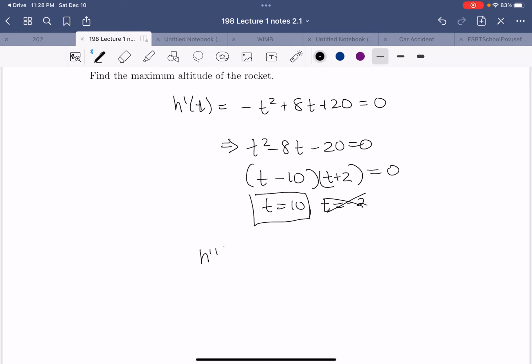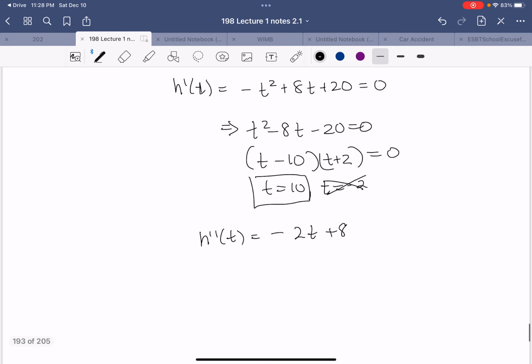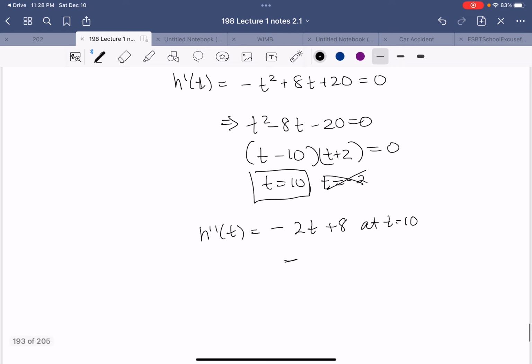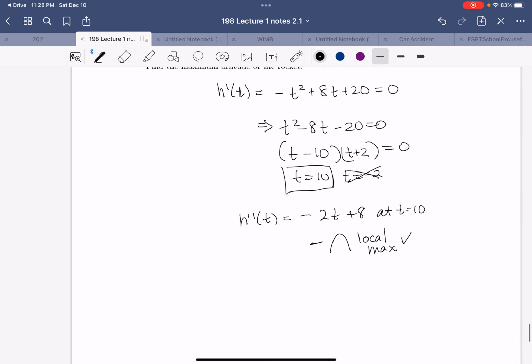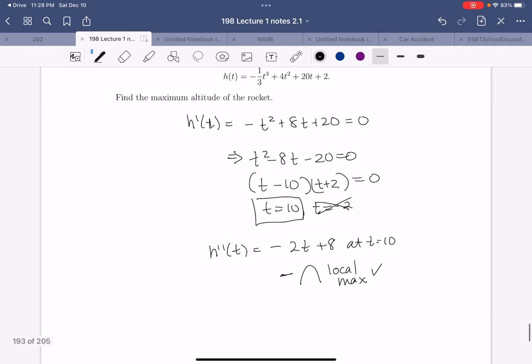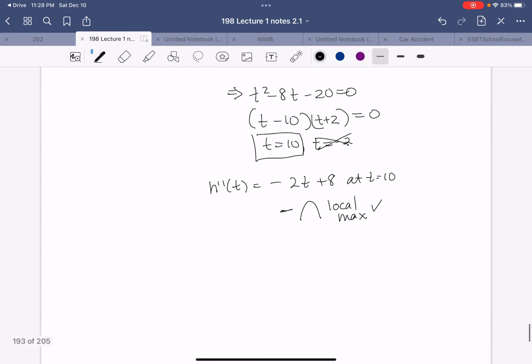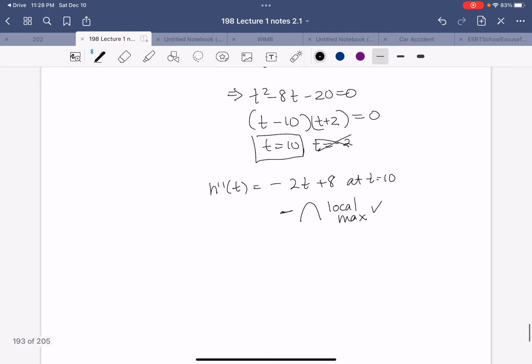Let's verify that it does using the second derivative test. So negative 2t plus 8. And when you plug in 10, you get negative 20 plus 8. So it's negative, concave down, and there's your local max we're looking for. All right, and it says find the maximum altitude. So it wants a value for height when t equals 10. So we just want h at 10.